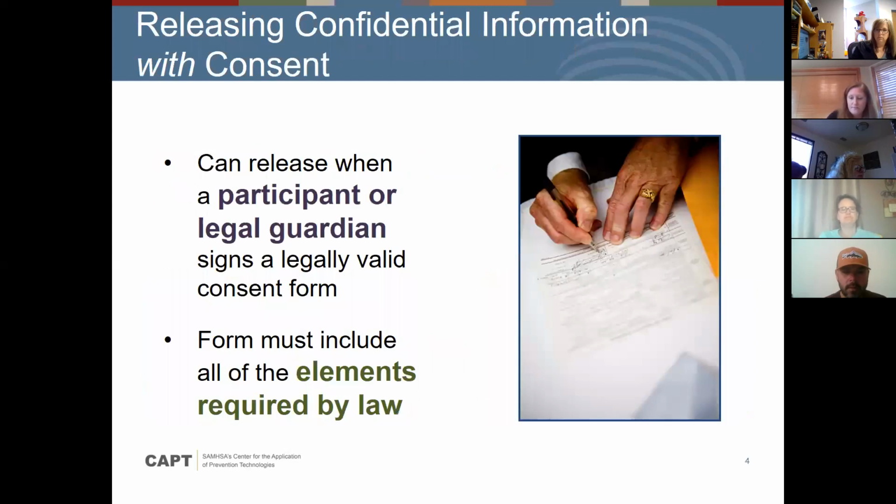Go ahead, Dodie. So again, it can be released when a participant or legal guardian signs a legally valid consent form. And the form must include all the elements required by law. In our state, it says that some states might require the legal guardian to sign it as well if the young person is a minor. Well, I work with 18 to 20-year-olds with diversion. I don't know the exact law on this.